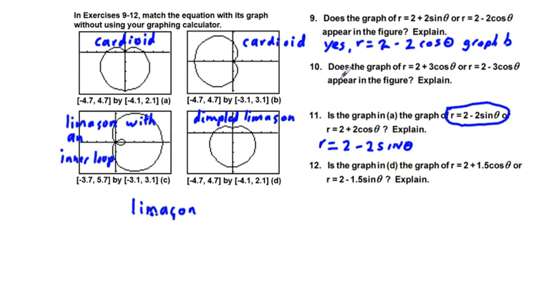So work out these other problems, 10 and 12. They should be pretty easy. I'm not trying to get too detailed. Mainly just getting experience graphing a little bit, and a little bit of vocabulary. Limaçons, rose curves, and so forth.